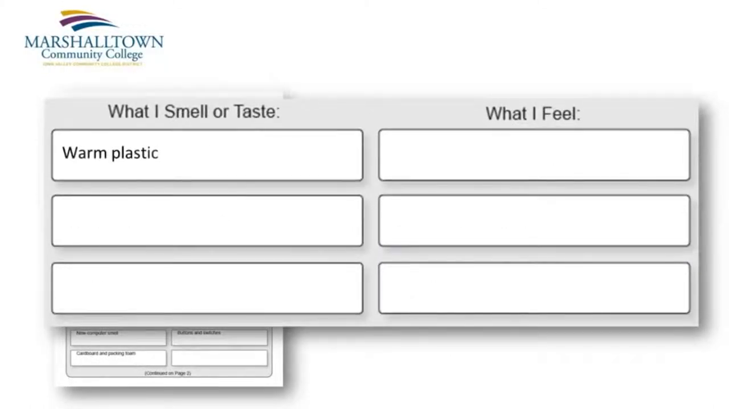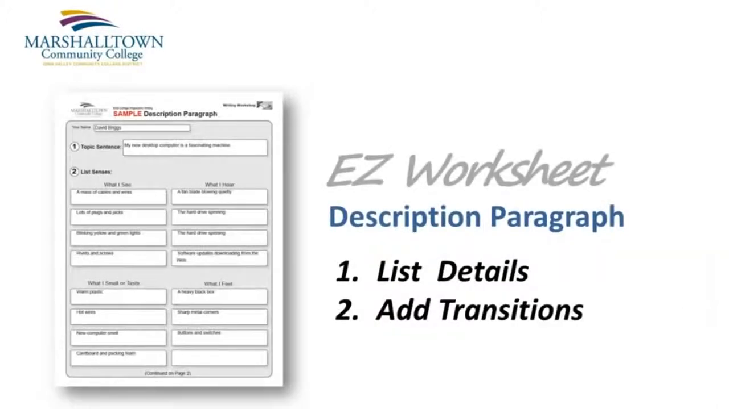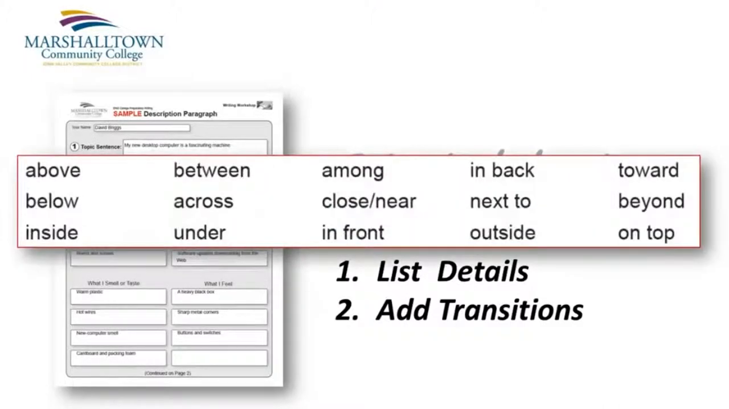This first step in the worksheet should give you plenty of details to work with as you develop the sentences of your paragraph later. The next step in the worksheet is to find transition words that not only help readers move from one sentence to the next, but also provide a better picture of where each item is located. Words like under, across, and below.